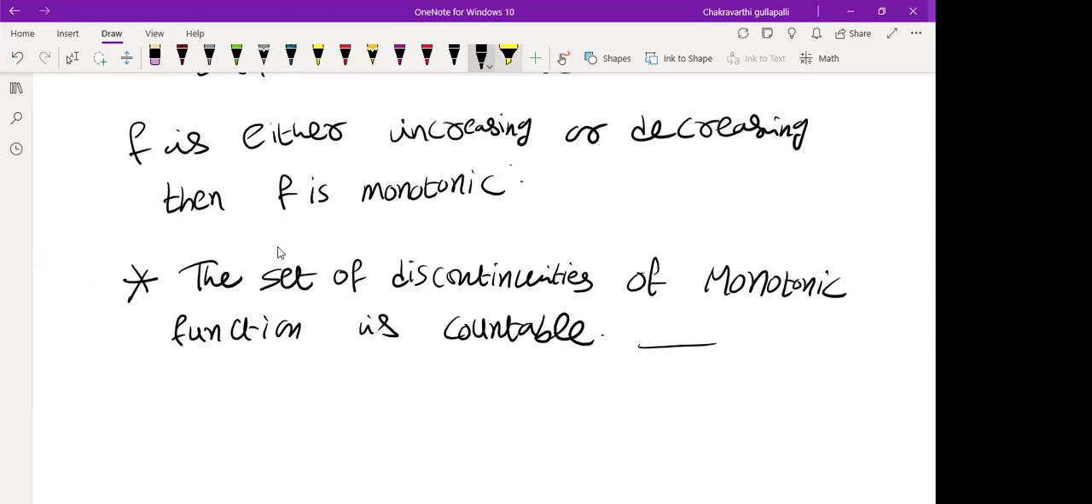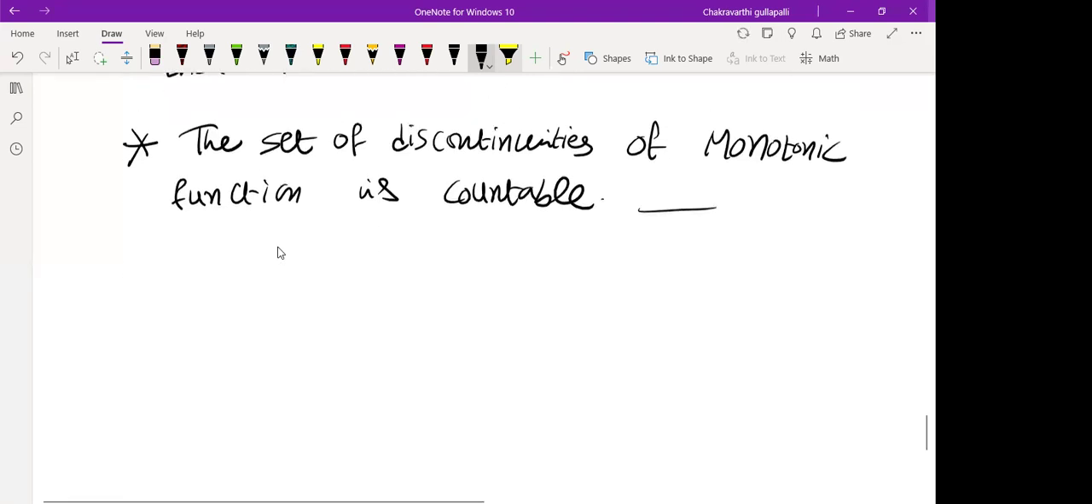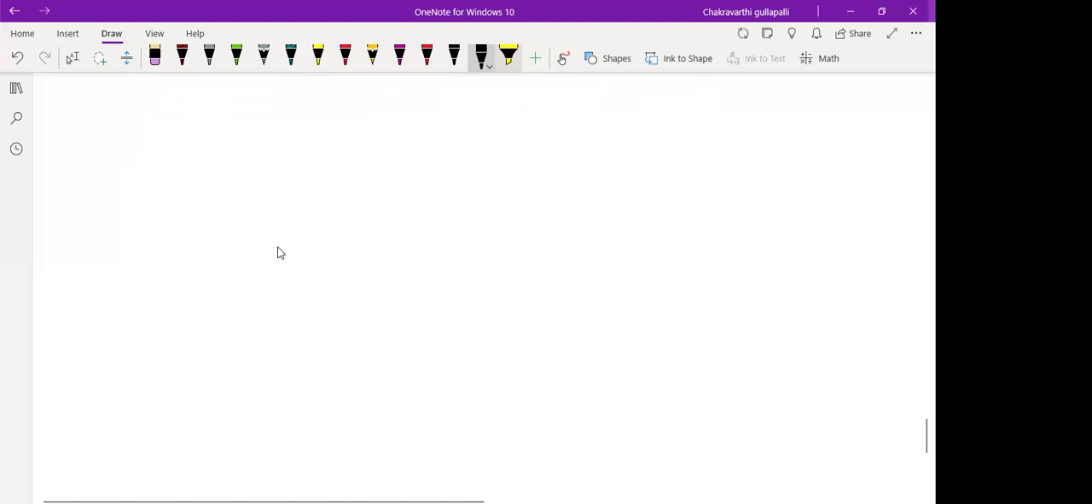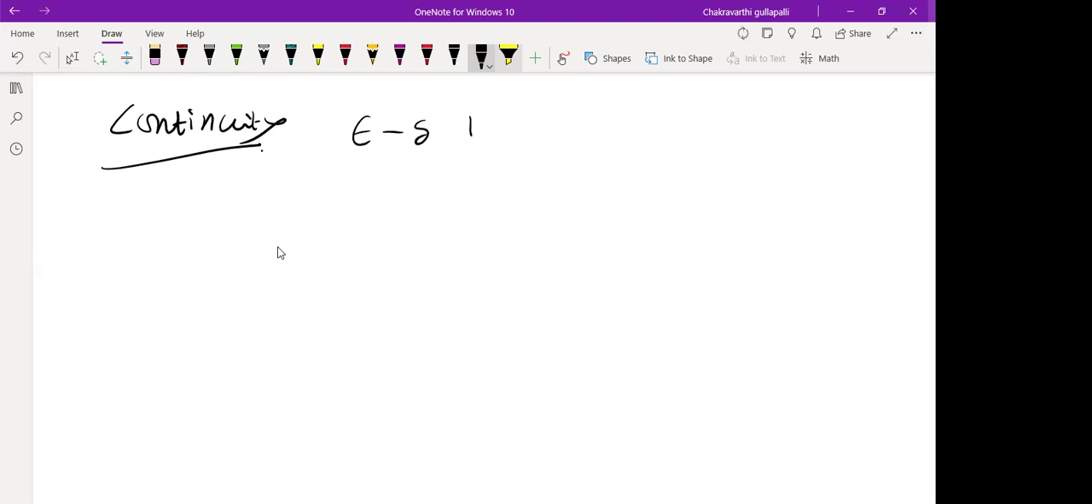Next, another interesting result. Yesterday we saw applications of the intermediate value theorem, and we have completed all those. Now let us go to the uniform continuity concept, and the difference between continuity and uniform continuity. Continuity again has an epsilon-delta definition. So what is continuity according to the epsilon-delta definition?